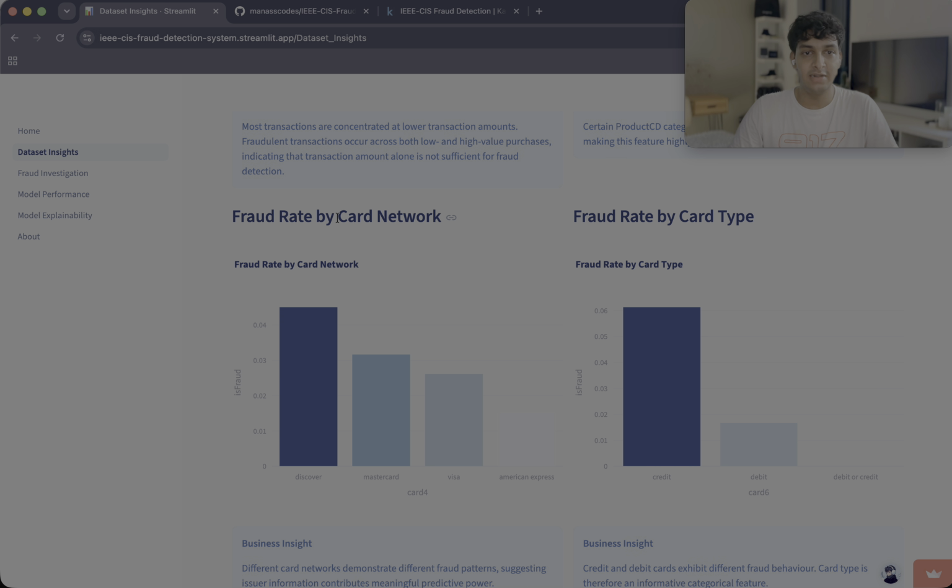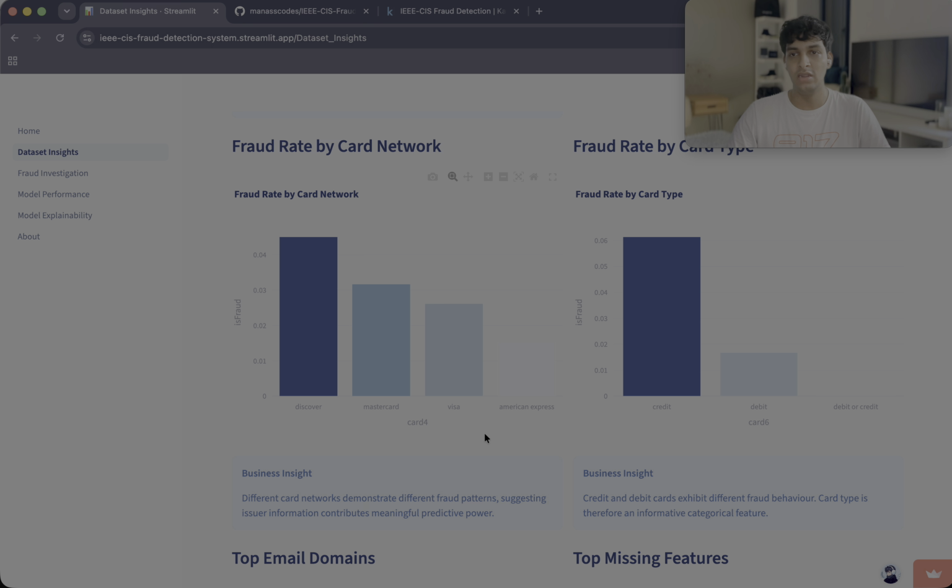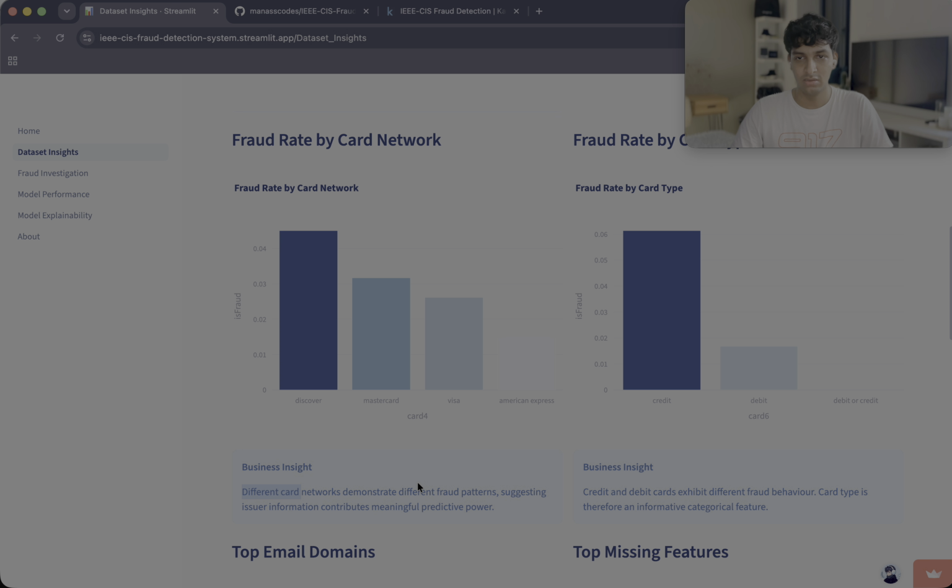Now comes the fraud rate by card network. There are many cards used in fraud transactions, like Mastercard, Visa, American Express, Discover. These cards are distributed like this. You can see Discover has the highest value, then come Mastercard and Visa, whereas American Express is very low, because only a certain number of people in the world have access to the American Express card. The insight we got from this is that different card networks demonstrate different fraud patterns, suggesting this card feature is not very impactful for making decisions.